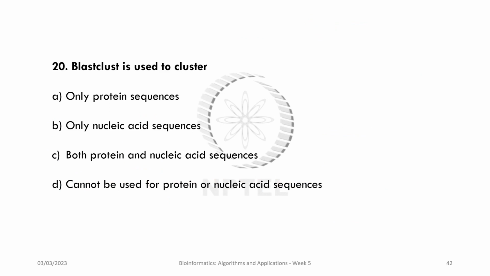BlastClust is used to cluster only protein sequences, only nucleic acid sequences, or both protein and nucleic acid sequences. The straight question, right? True, true, only is false. Therefore, both, and this is false. So, option C is right. Thank you all.